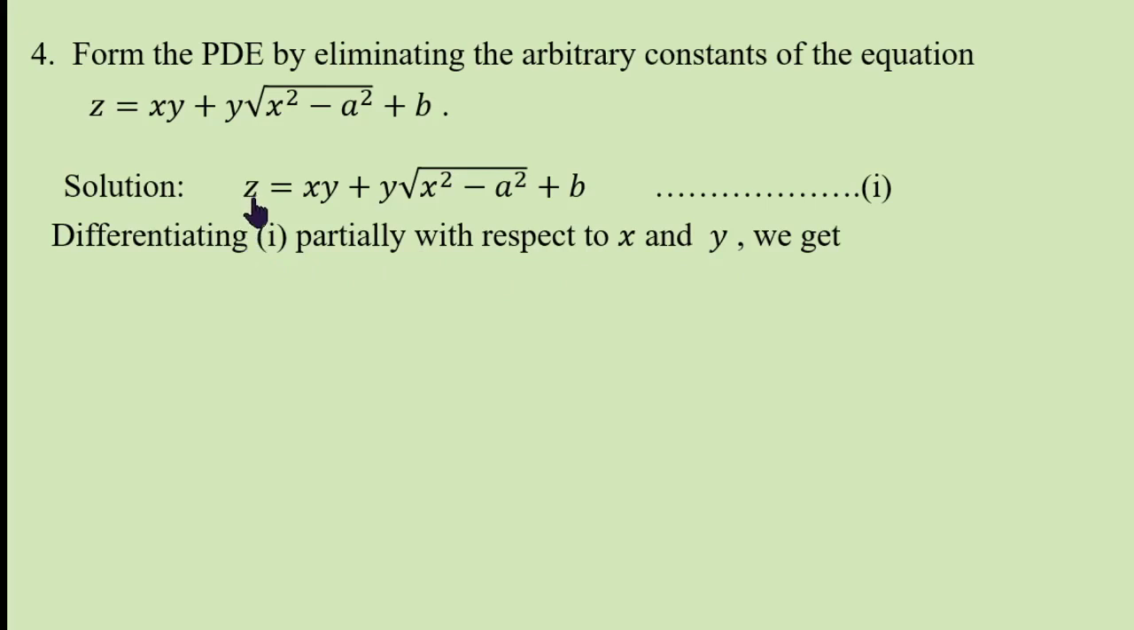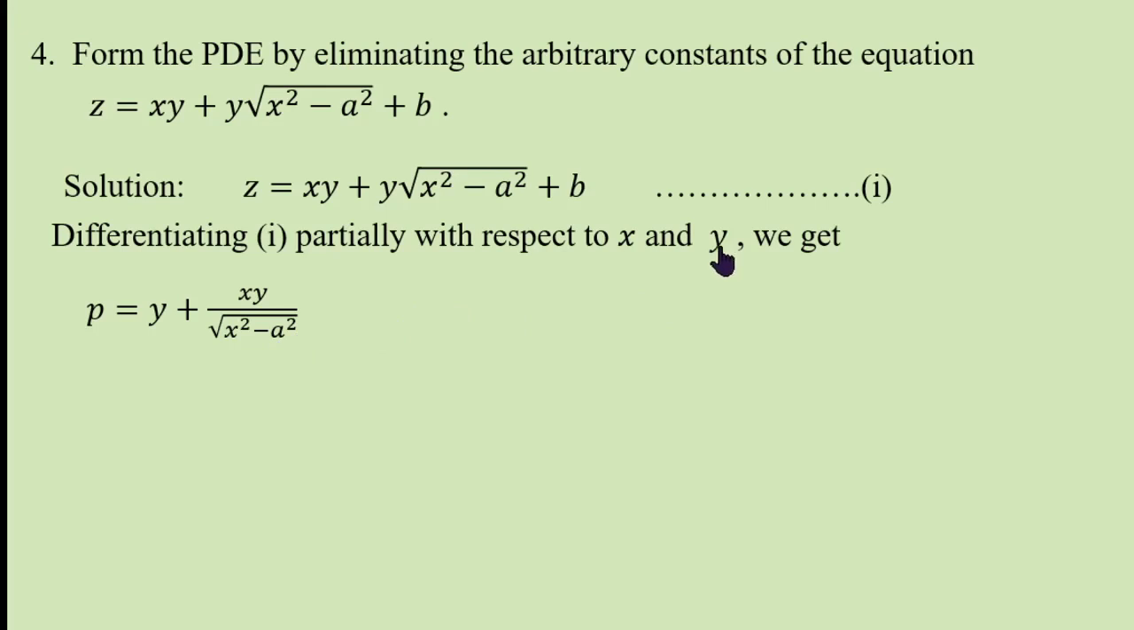When you differentiate partially with respect to x, p equal to y plus y into root x square minus a square, derivative is 2x by 2 root x square minus a square, and derivative of b is 0. Therefore, p equal to y plus xy by root x square minus a square, by cancelling 2. So, we got p equal to y plus xy by root x square minus a square.